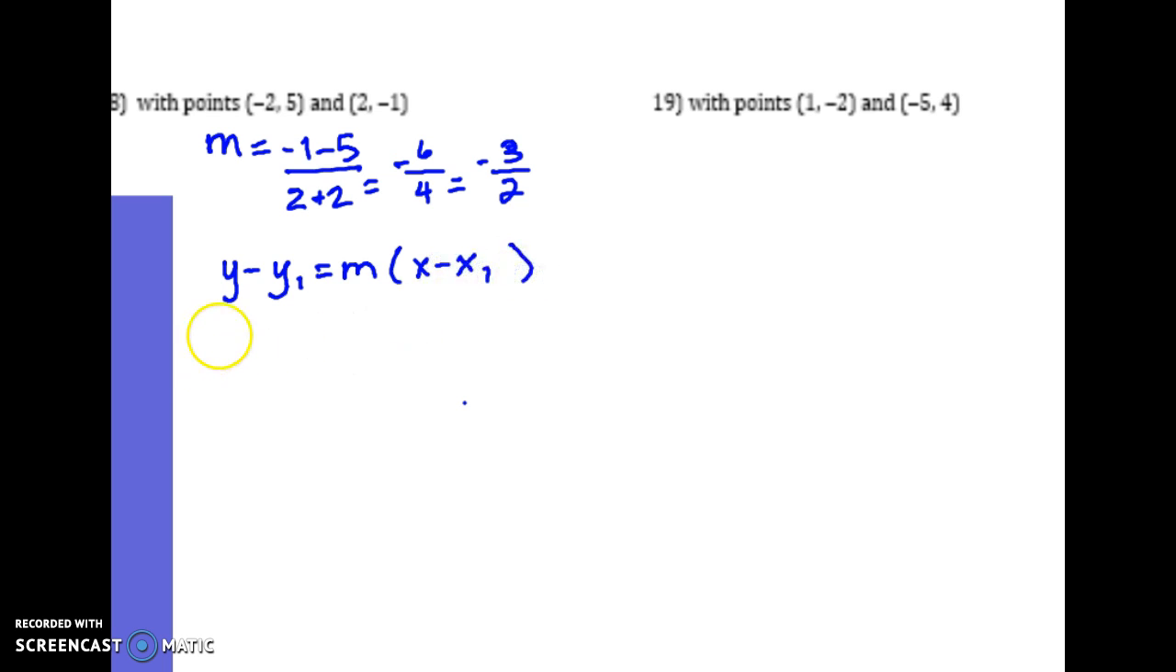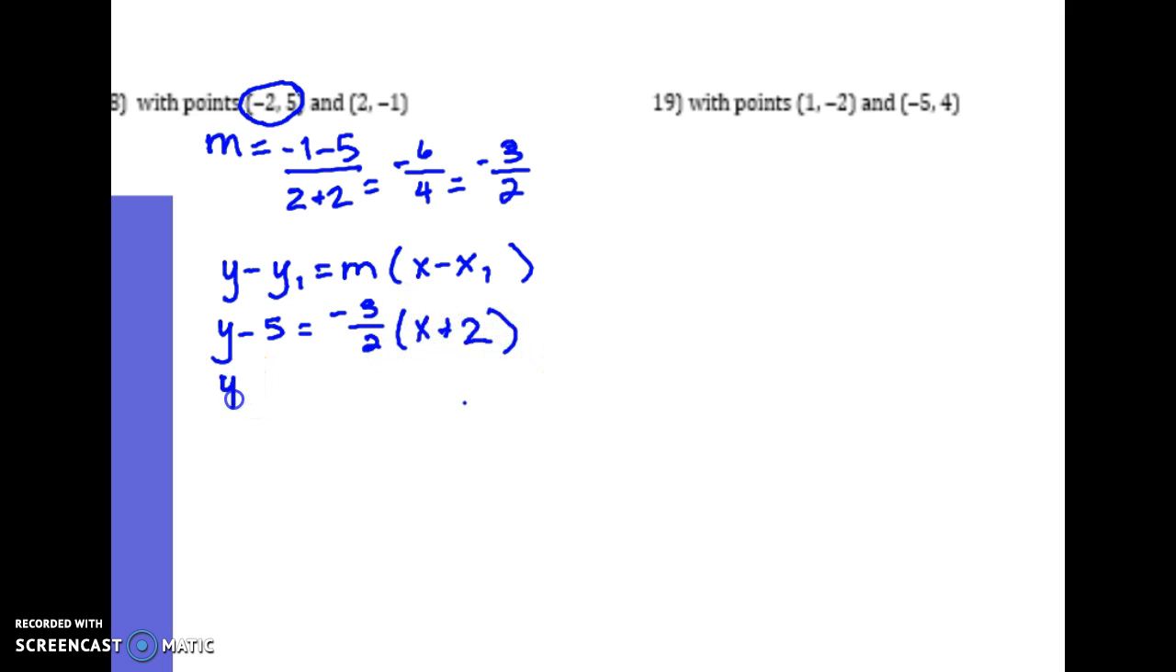Okay, so I'm going to pick the point, and it doesn't matter what point you pick. I'll pick the first point. If you pick the second point, you're going to end up with the same answer. Okay, so this is going to be y minus 5 equals the slope, which is -3/2, times x plus 2.